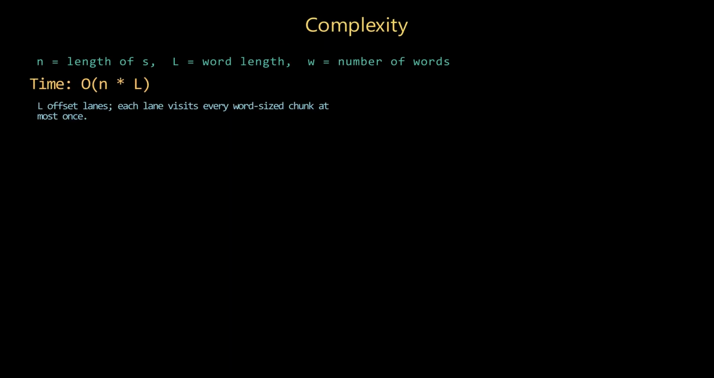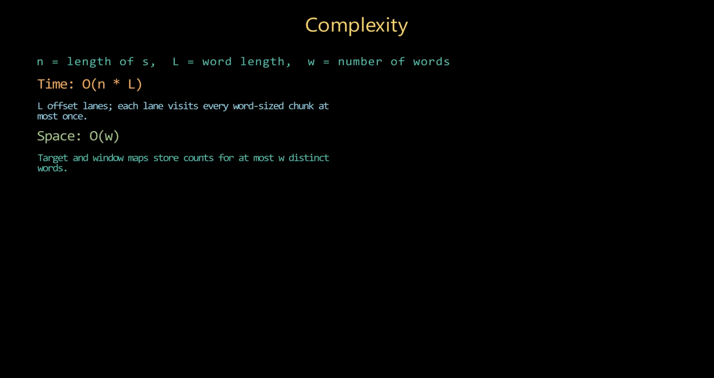N is the length of S, L is the word length, and W is the number of words. Time is O of N times L. We run L interleaving offset lanes, and each lane visits every word-sized chunk at most once. Space is O of W for the target and window frequency maps.